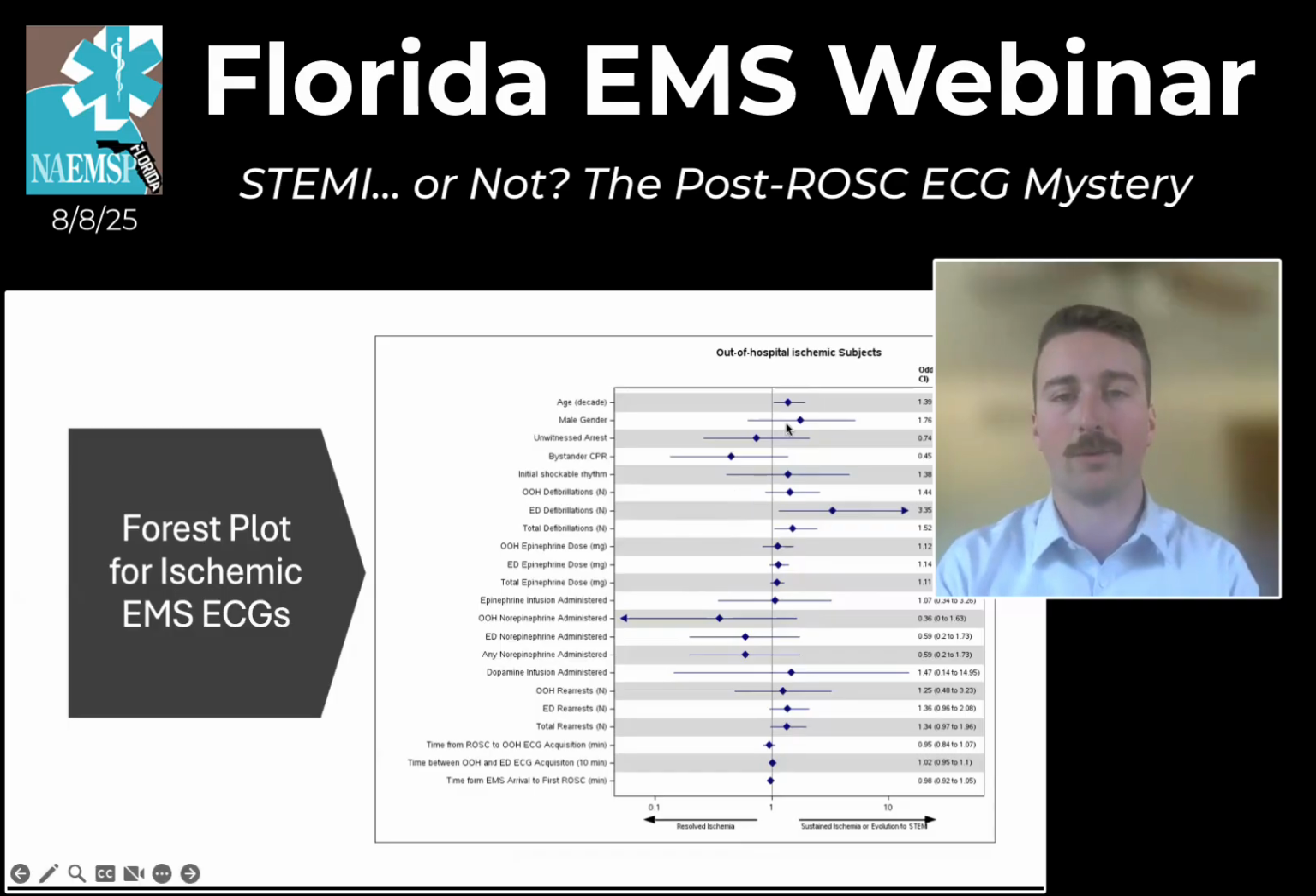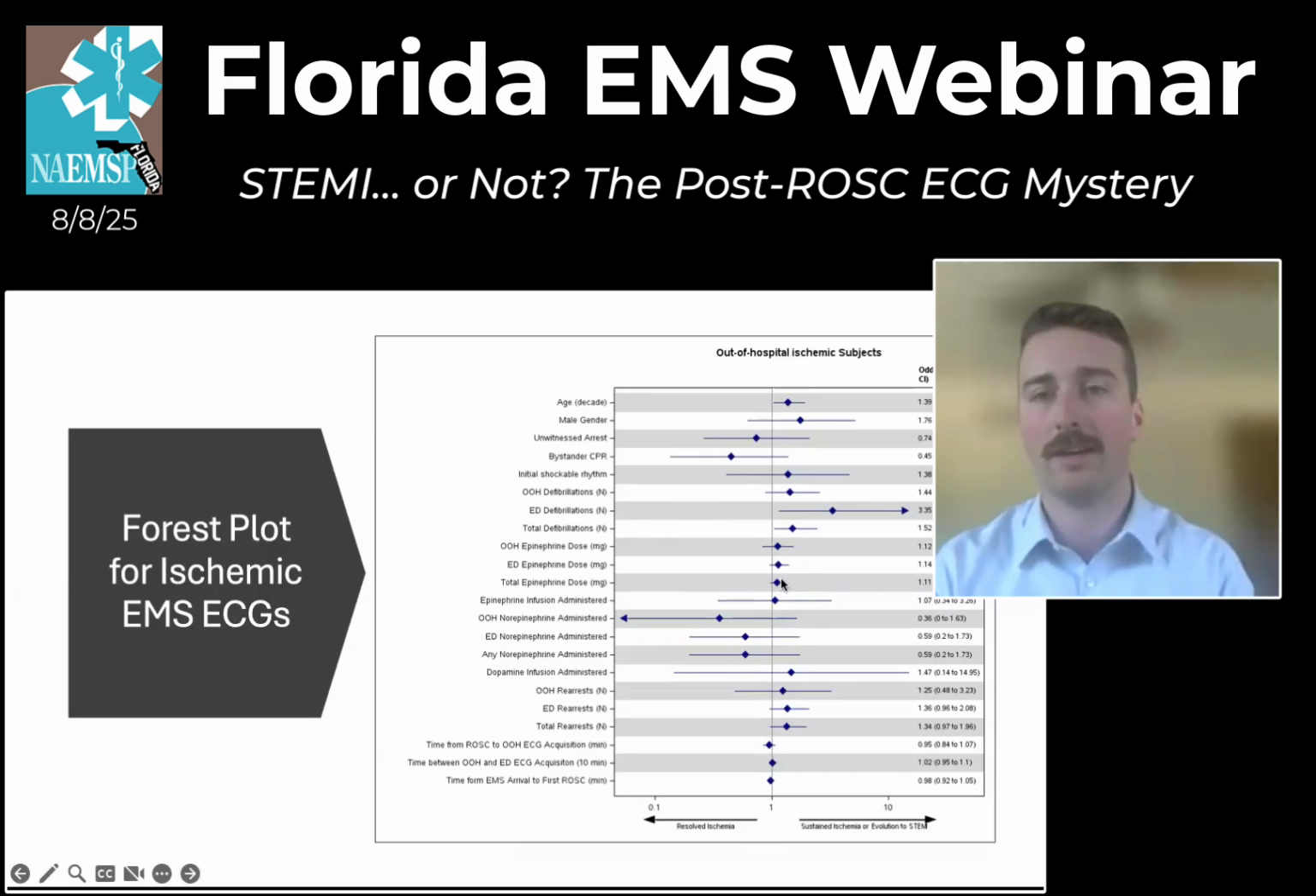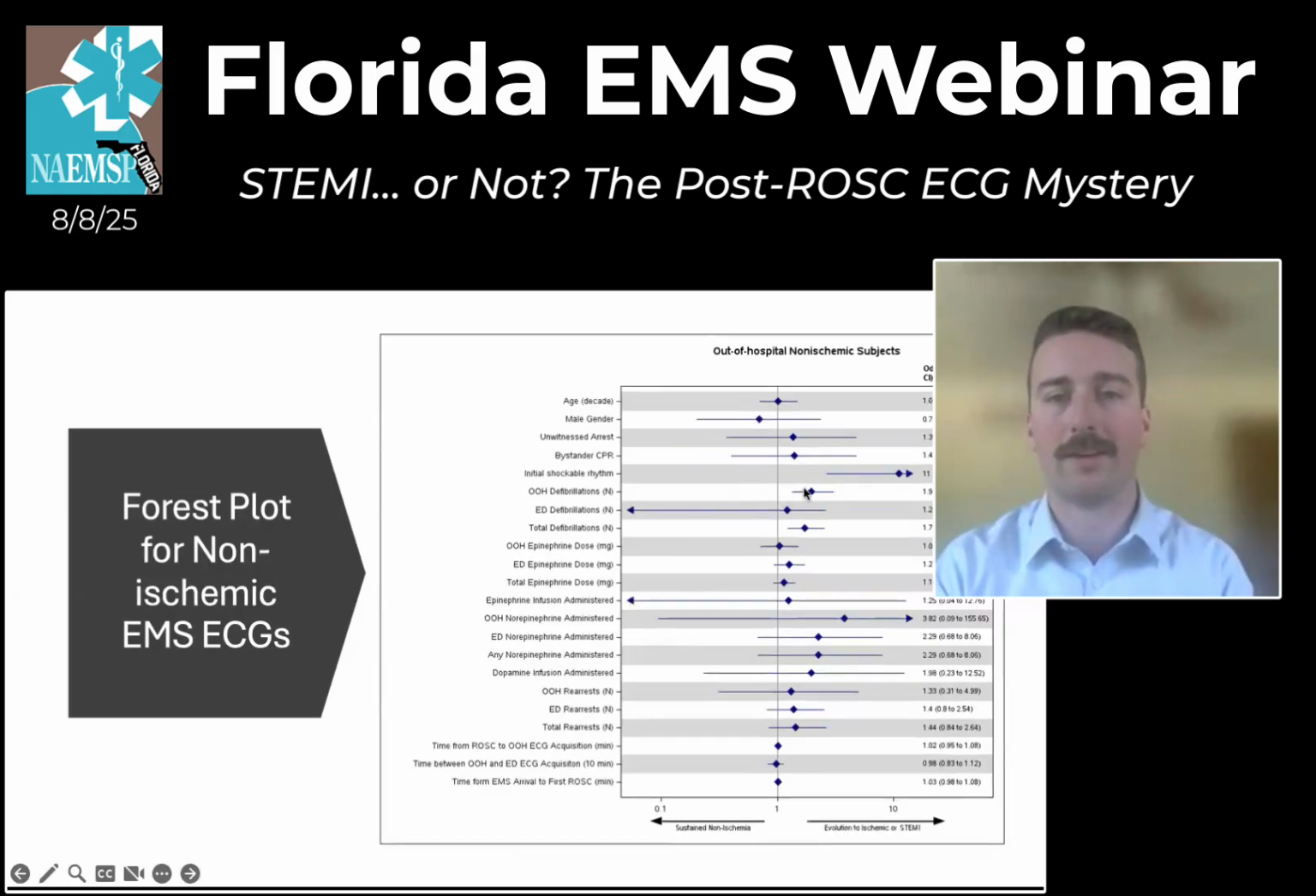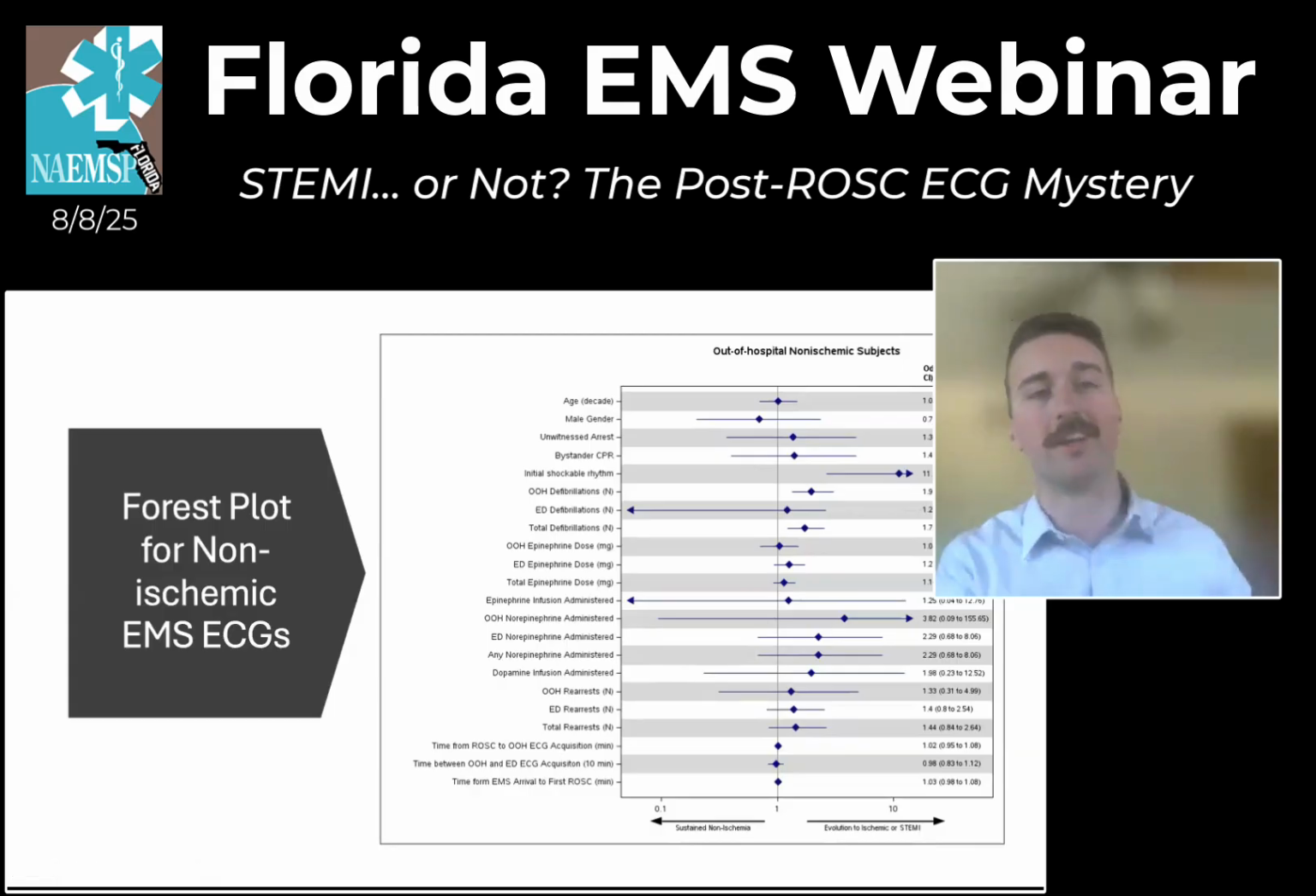Otherwise, there were no associations with medication dosing or time parameters for these patients with ischemic EKGs. Similarly, for non-ischemic subjects, we again see that defibrillations in the out-of-hospital setting are associated with evolution to increased ischemia if you have an initial non-ischemic EKG, and also a very large signal for an initial shockable rhythm. These findings here are fairly consistent with the notion of an evolving myocardial infarction and underlying coronary occlusion in a trend which is very distinct from a lot of the findings we observed with our STEMI patients.